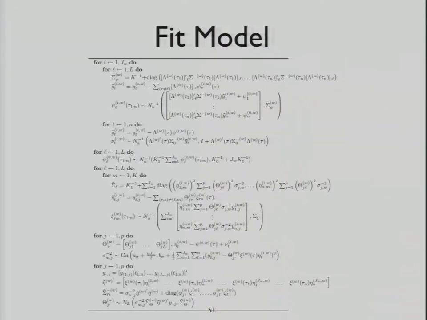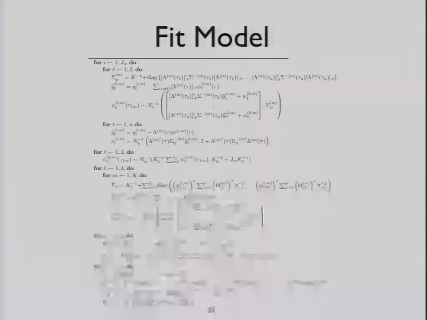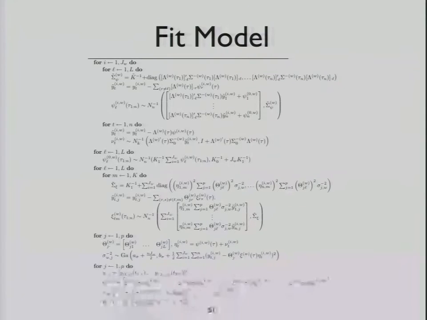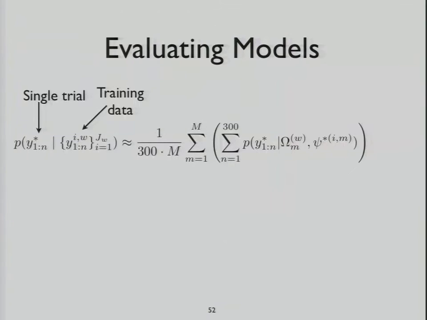So this is the Gibbs sampler. Do you think you could walk through this step by step? Just kidding, I won't make you do that. But I did want to point out that although the model might look complicated, what we're doing is just sampling from Gaussians, so it's actually not too bad. And so in the end, what we actually want to calculate is the probability of a new single trial Y star given the training data.